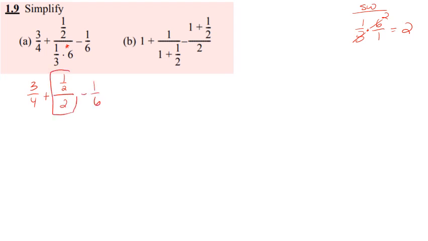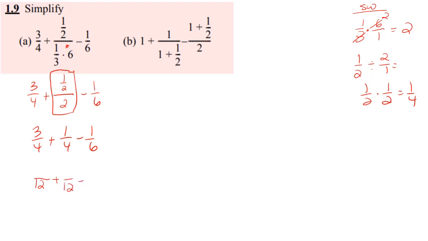Now I'm going to figure out what this guy is. 1/2 divided by 2 over 1, which is 1/2 times 1 over 2, which is 1/4. So I have 3/4 plus 1/4 minus 1/6. So now I'm going to find a common denominator, which is 12. And this will be 9, this will be 3, and this will be 2. 9 plus 3 is 12. 12 minus 2 is 10. 10 over 12 reduces to 5 over 6.